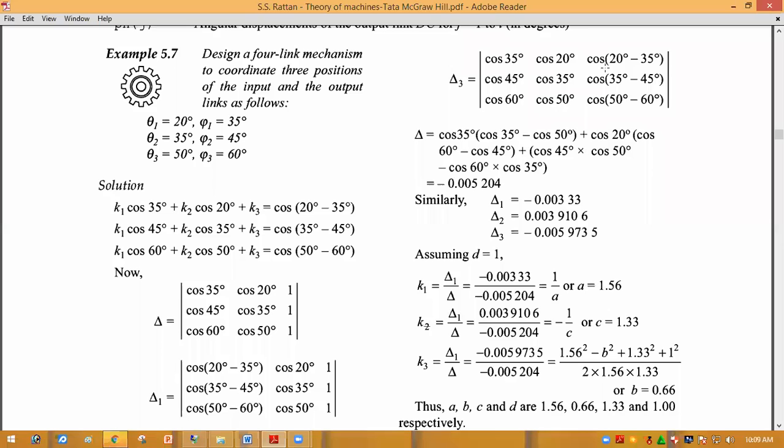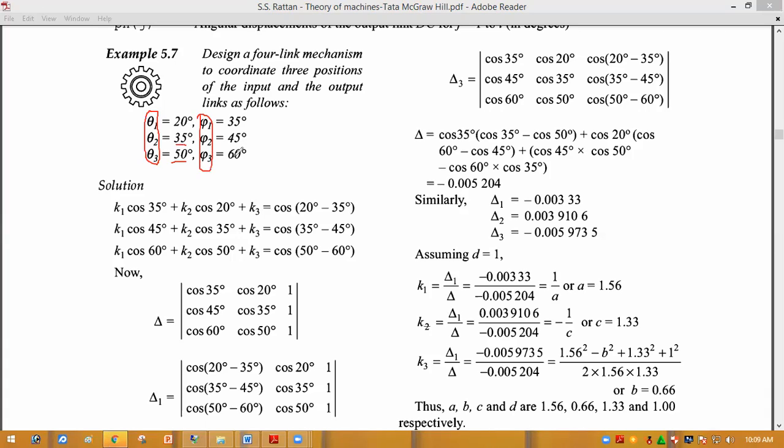So we will solve one problem based on the Freudenstein equation. First problem: design a 4-link mechanism to coordinate 3 positions of the input and the output link as follows. Here theta 1 equal to 20 degree, theta 2 equal to 35 degree, theta 3 equal to 50 degree. So theta means the input link angle, and phi 1, phi 2, phi 3 are the 3 positions of the output link angle, that is 35 degree, 45 degree, 60 degree respectively.